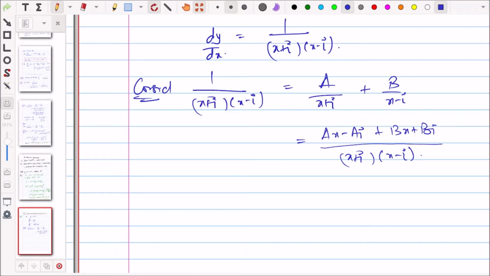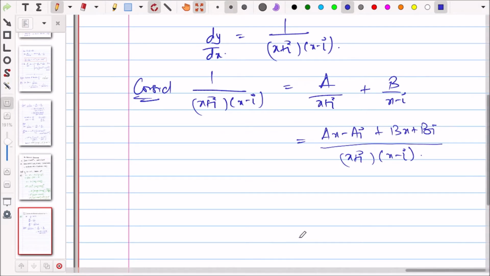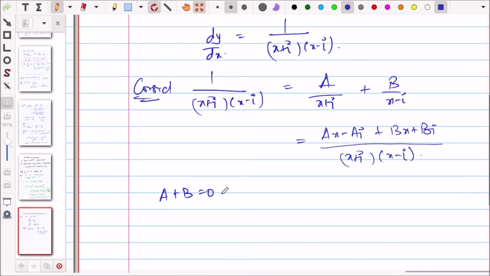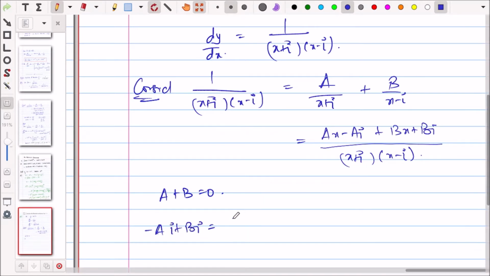Is it fine? So a plus b is equal to 0, right? a plus b is equal to 0 because there is no coefficient of x here, and minus ai plus bi is equal to 1, right?